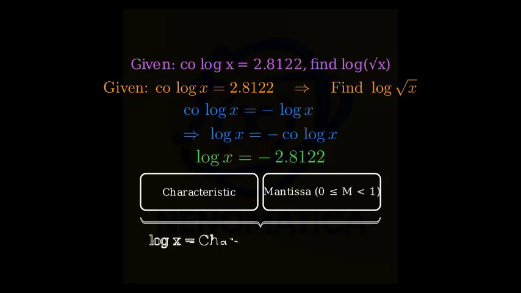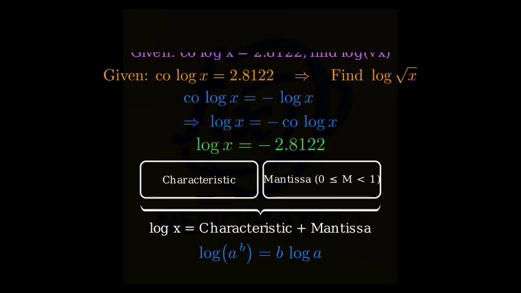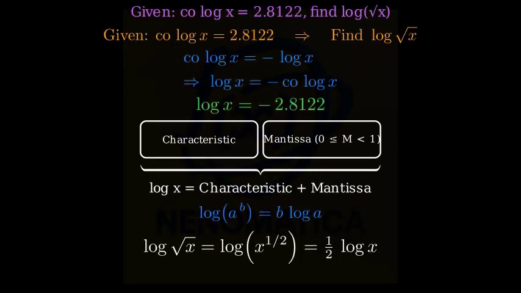It will be useful to remember that a common logarithm can be written as a characteristic plus a mantissa, where the mantissa is between 0 and 1. Step 2. Apply the power rule for logarithms. Log of a to the b equals b times log a. Therefore, log of square root of x equals 1/2 log x.